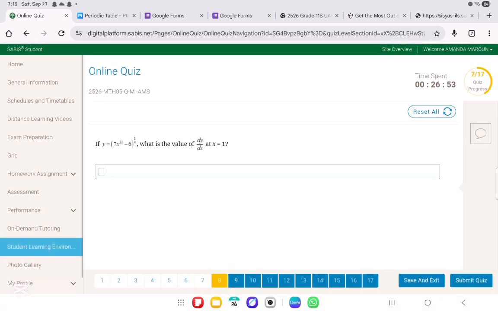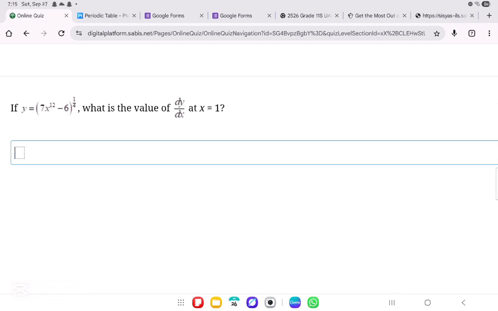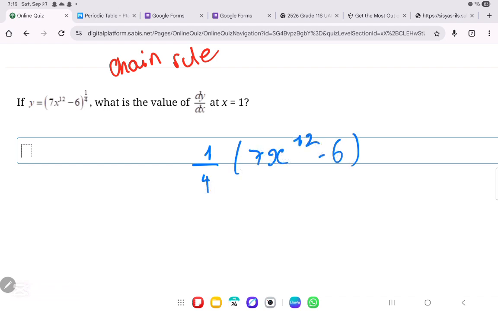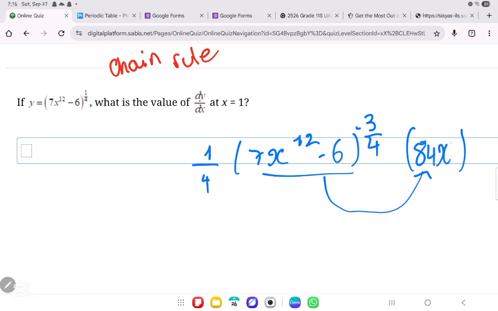It says, if y is equal to this, what is the value of the derivative if x is equal to 1? So very simply, we need to find the derivative of this. As you can see, this is a chain rule because it's u to the power of n. So let us apply the chain rule on this. It's going to be 1 over 4, 7x to the power of 12 minus 6 to the power of 1 over 4 minus 1, which is minus 3 over 4. Now, do not forget to multiply by the derivative of the inside. So that's going to be 12 times 7, which is 84, 84x to the power of 11.